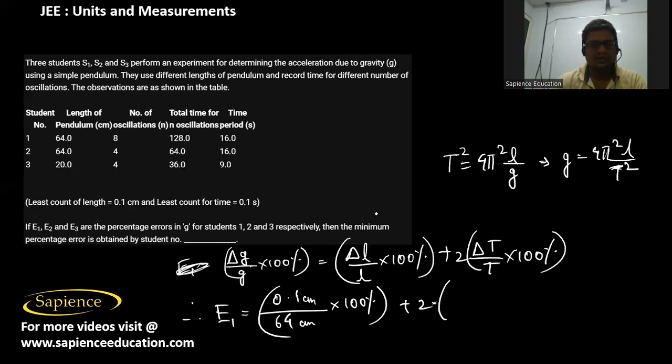So delta t is the time interval, which is the least count for the time, that is 0.1 second. But since 8 oscillations have been made, the absolute error in time will be 0.1 by 8, and the time period which he has found, that is 16 seconds.